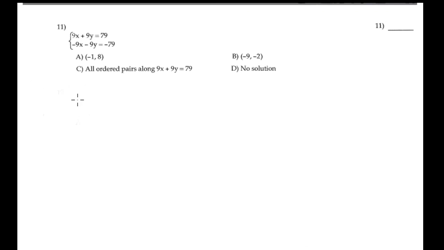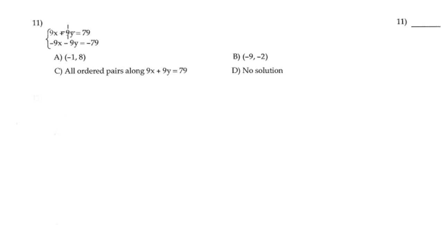Okay, equation 11. Equation 11 is weird because equation number 1 and equation number 2 are similar: one is exactly the same as the other, except one is positive and another is negative. However, what happens when you add equation number 1 plus equation number 2? It's obvious that positive 9x and negative 9x cancel out, and positive 9y and negative 9y cancel out. So in the left hand side we have 0, and in the right hand side we also have 0. 79 minus 79 is 0. This statement is true.